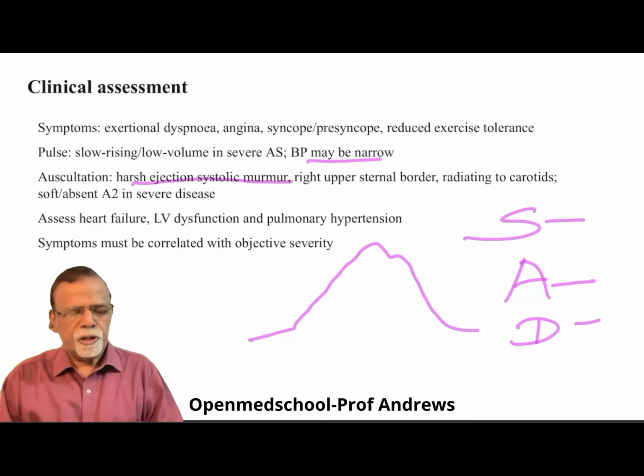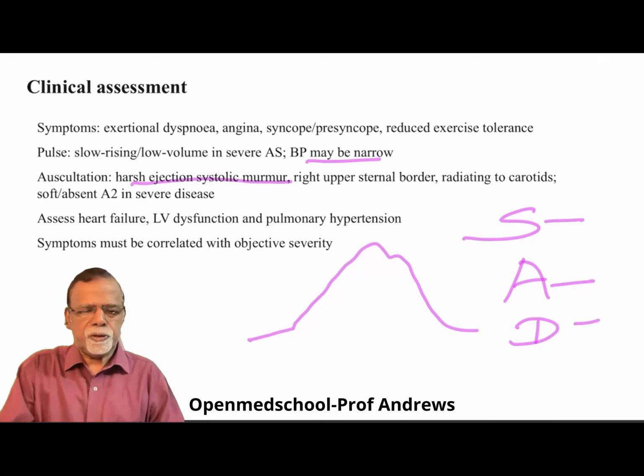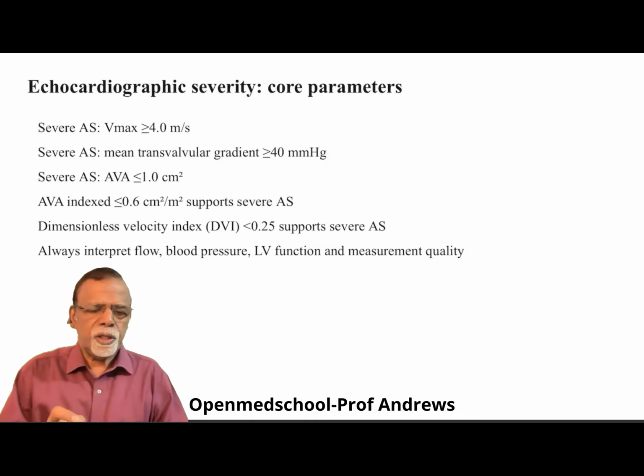Assess heart failure symptoms, LV dysfunction, features of pulmonary hypertension. So these are the features by which you assess the severity of aortic stenosis. Now the investigation of choice is echocardiography. The core parameters of severe aortic stenosis are these.